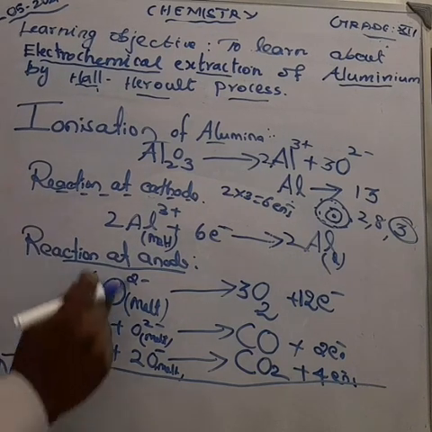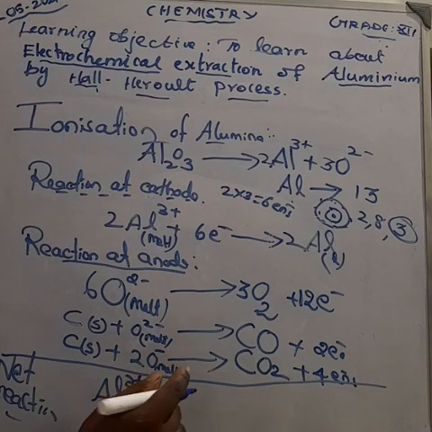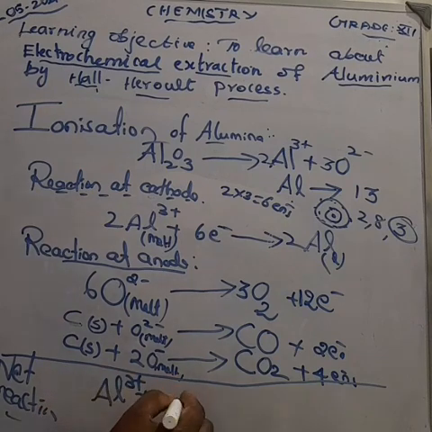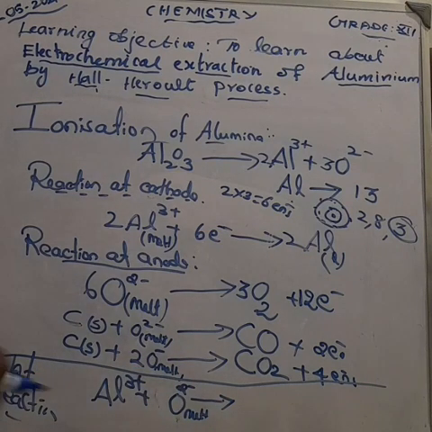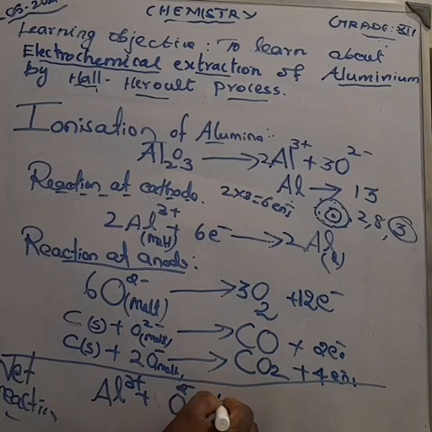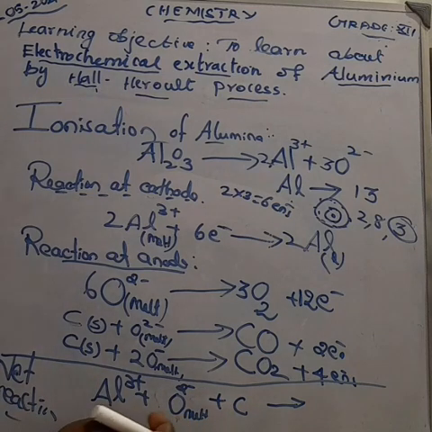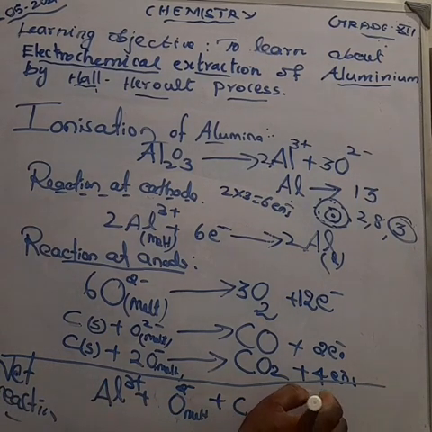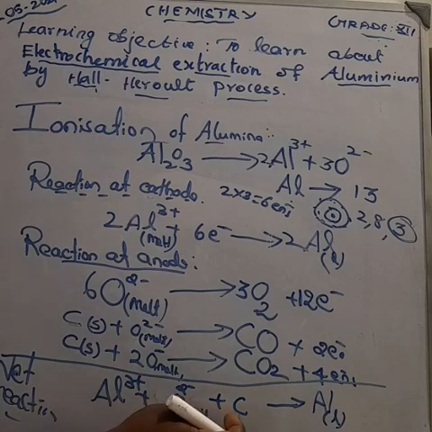Aluminium 3 plus reacts with oxygen, O 2 minus, in fused state, we can write melt. In the presence of carbon also, because before that we wrote the equation about the carbon. The reason we are adding carbon is that carbon combines with the oxygen, we get carbon dioxide. Carbon has a reducing property. Am I right? Next we get aluminium metal. There is a pure form of aluminium metal, Al, in liquid state. Carbon combines with oxygen, we get carbon dioxide.